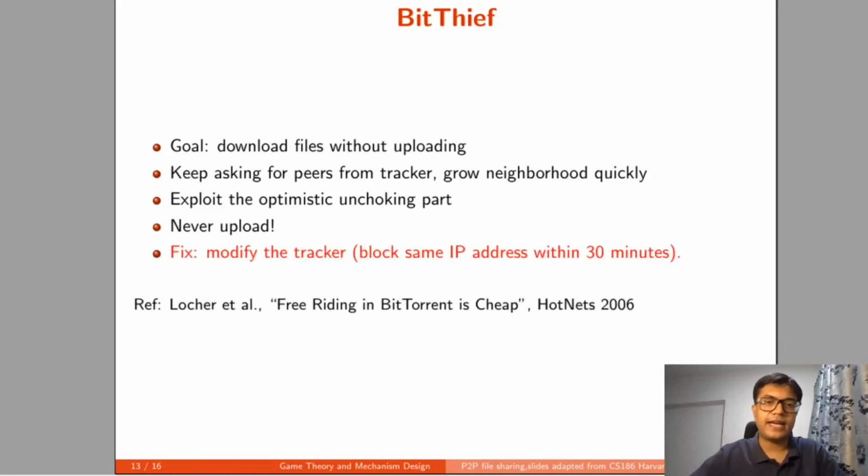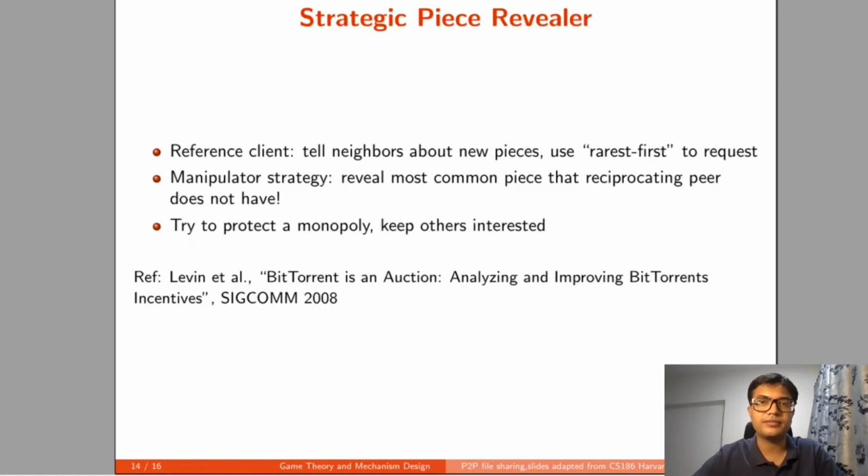This can be fixed slightly by modifying the tracker. You can make the tracker a little smarter. If a request is coming from the same IP address within 30 minutes, then you block it. But of course, this can be bypassed by using a different IP address every time, or randomizing over IP addresses. So this BitThief is essentially a paper in HotNets 2006. If you are interested, you can take a look at that.